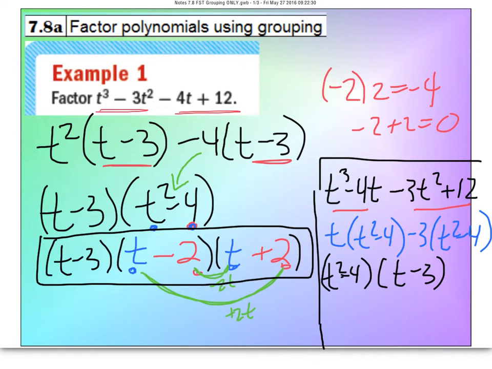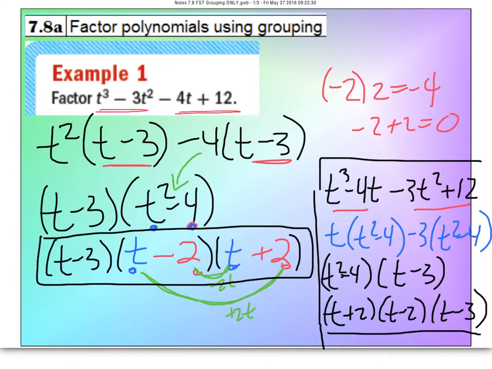Then we would do just as we did before. We would factor t squared minus 4, and we would get t plus 2, t minus 2, and t minus 3. This answer is equivalent to the other answer over here because this is the multiplication of three binomials, and multiplication is commutative, which means you can flip-flop the order.